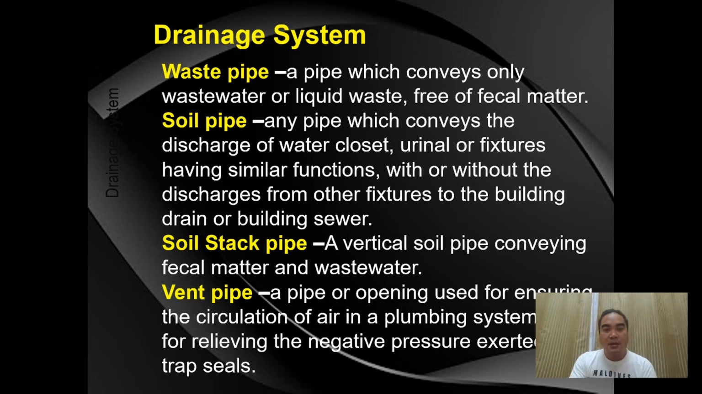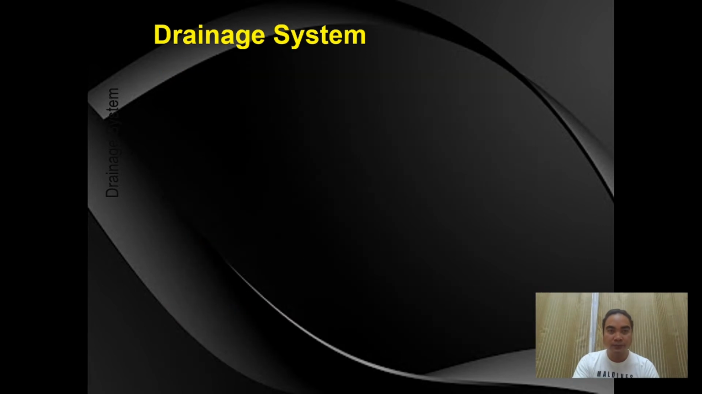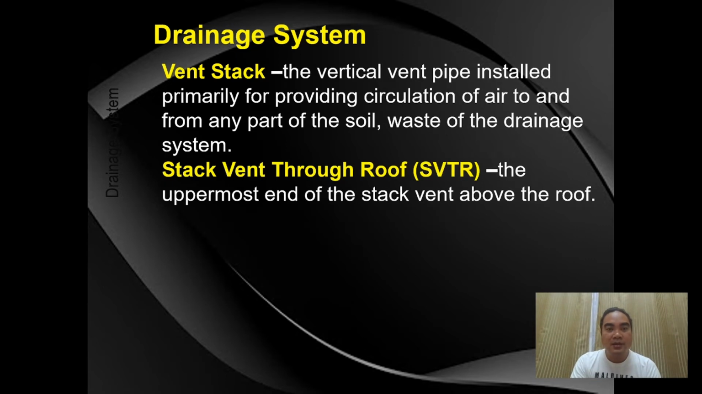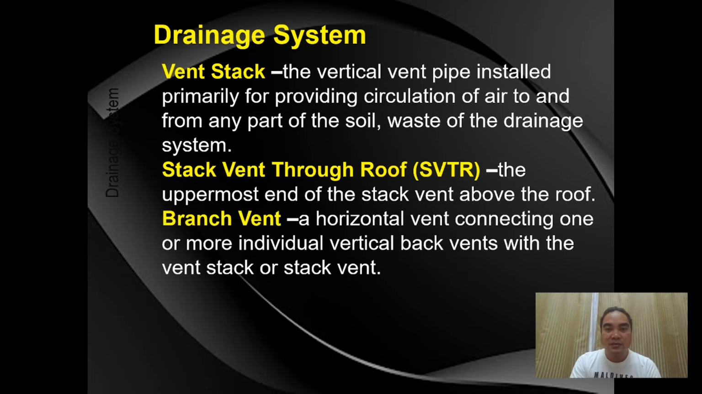Vent pipe, a pipe or opening used for ensuring the circulation of air in the plumbing system and for relieving the negative pressure exerted on the trap seal. Vent stack, the vertical pipe installed primarily for providing circulation of air to and from any parts of the soil, waste of the drainage system. Stack vent through roof, SVTR, the uppermost end of the stack vent above the roof. Branch vent, horizontal vent connecting one or more individual vertical back vents with the vent stack or stack vent.